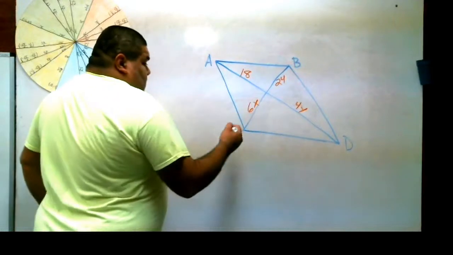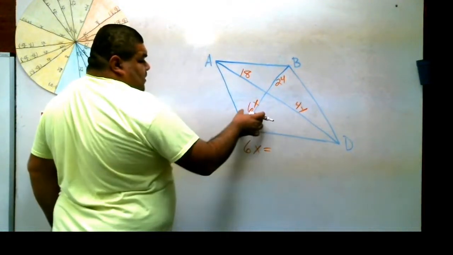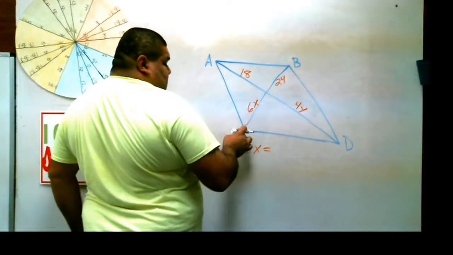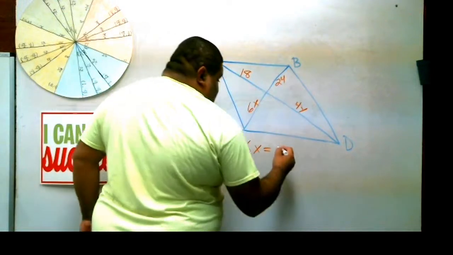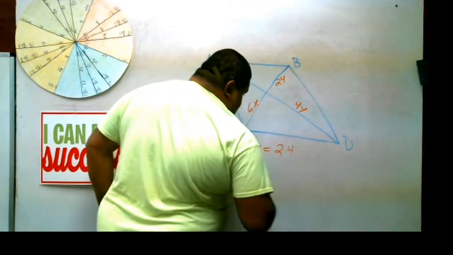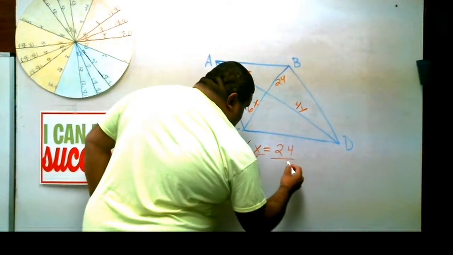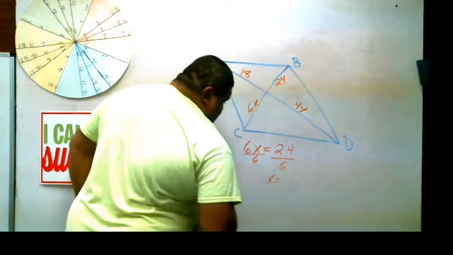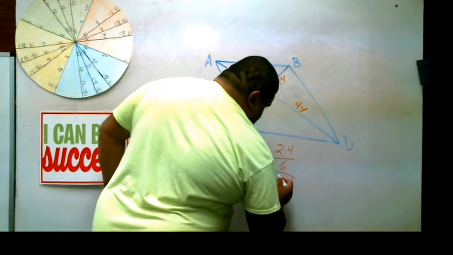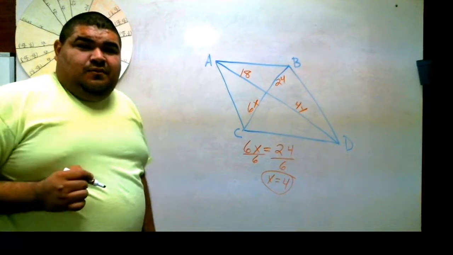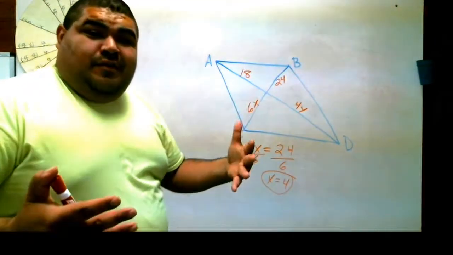Meaning, we have 6x equals the same line that it shares from C to B, okay? So it would be 24. If we divide by 6 to leave x alone, then we have x equals 4. So we solve for one variable, okay? Obviously, we have to solve for both variables.